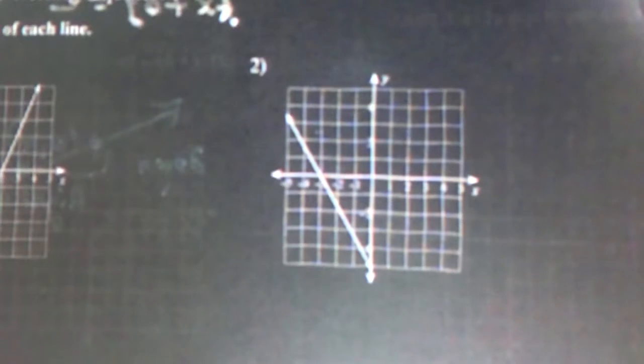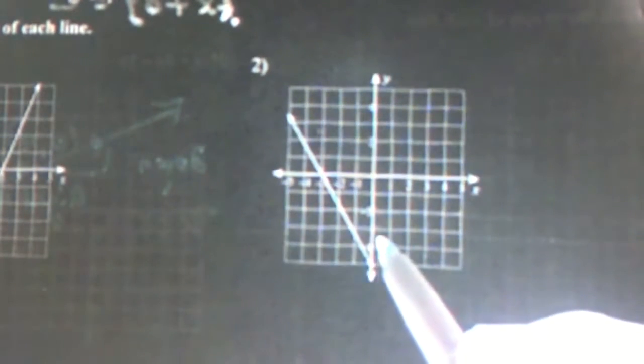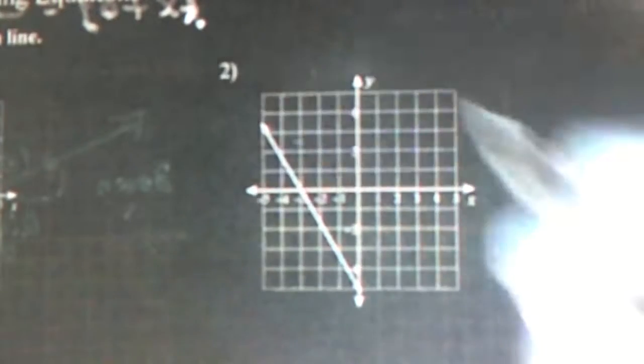These kinds of questions involve writing an equation of a line coming from a line that's already graphed. So in order to do that, you need to look at your graph and find out what your y-intercept is and what your slope is. So let's look at it.